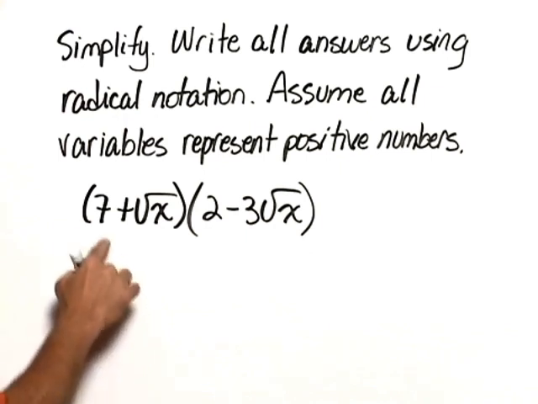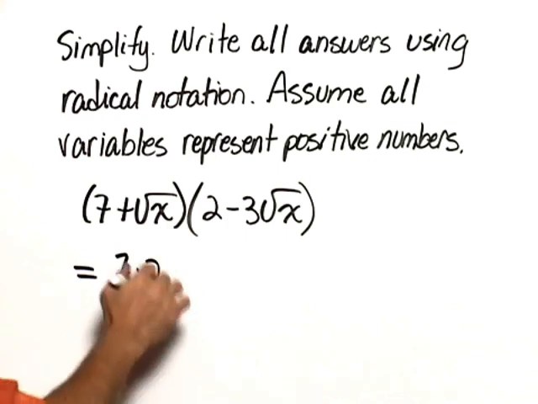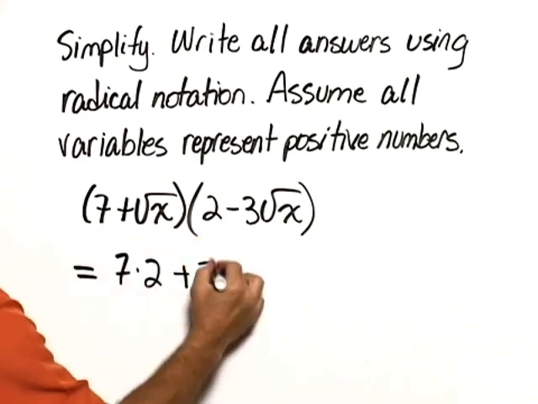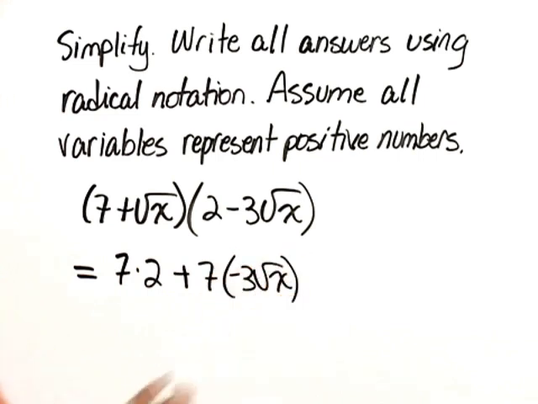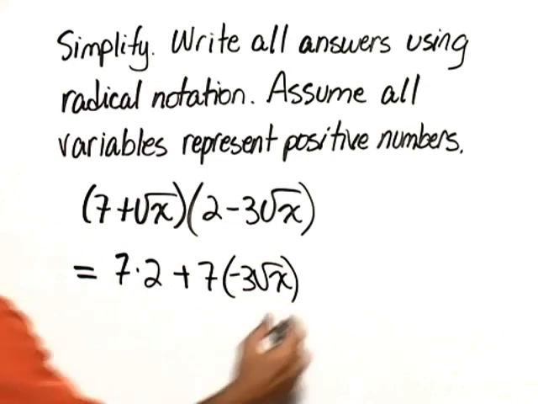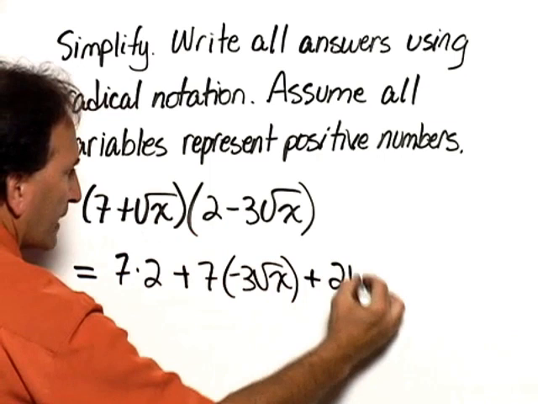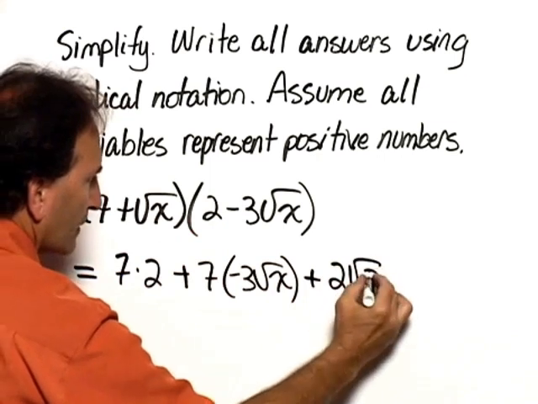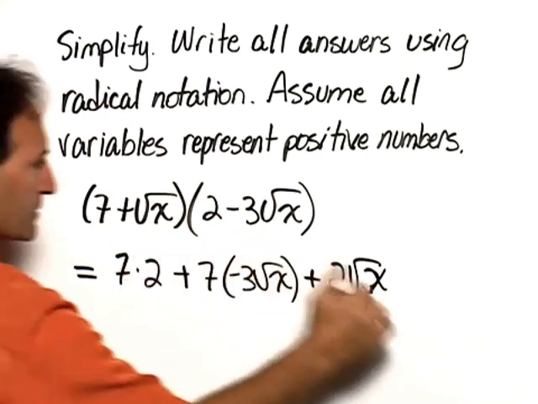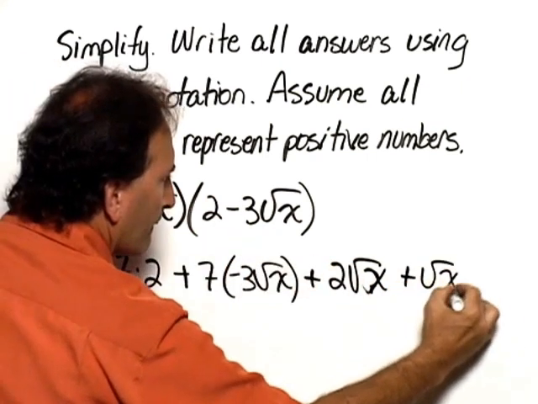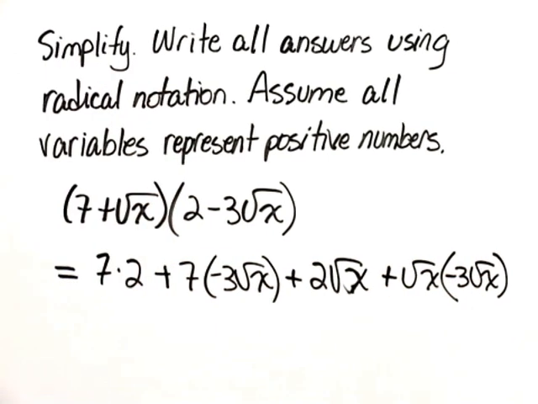Either way, we would have 7 times 2. Then we would have 7 times negative 3 square roots of x. Then we would have plus the square root of x times 2, which I'll write as 2 times the square root of x. And then we would have the square root of x times negative 3 square roots of x.